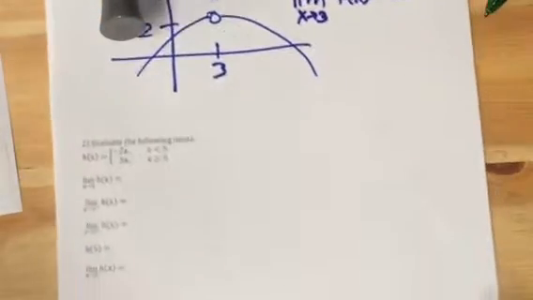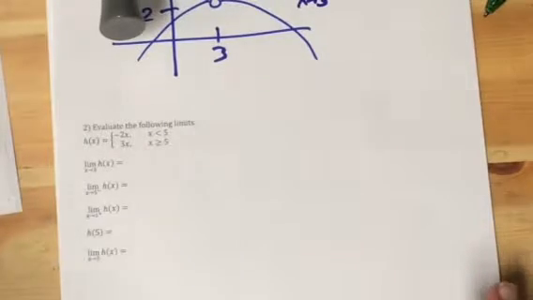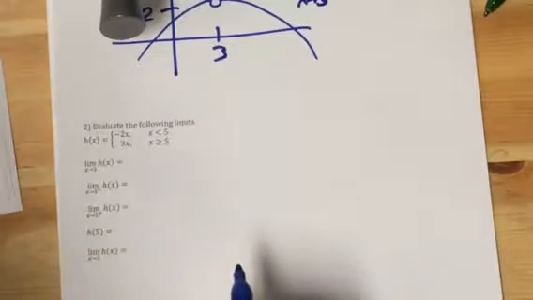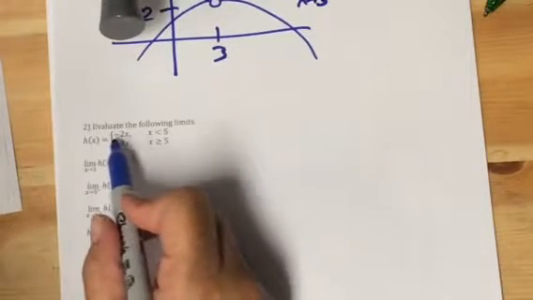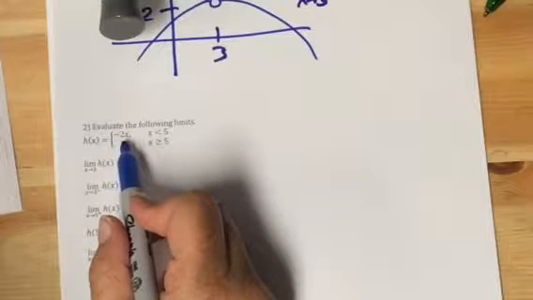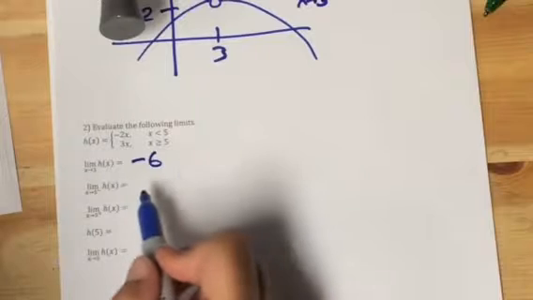Number 2, boy, this was really testing your piecewise knowledge right here, and you had to get it all right to get any credit. So the limit as x approaches 3, that was just a little bit of a trick question. When x approaches 3, the function is negative 2x, and it's continuous there. So you just plug in, you get negative 6.